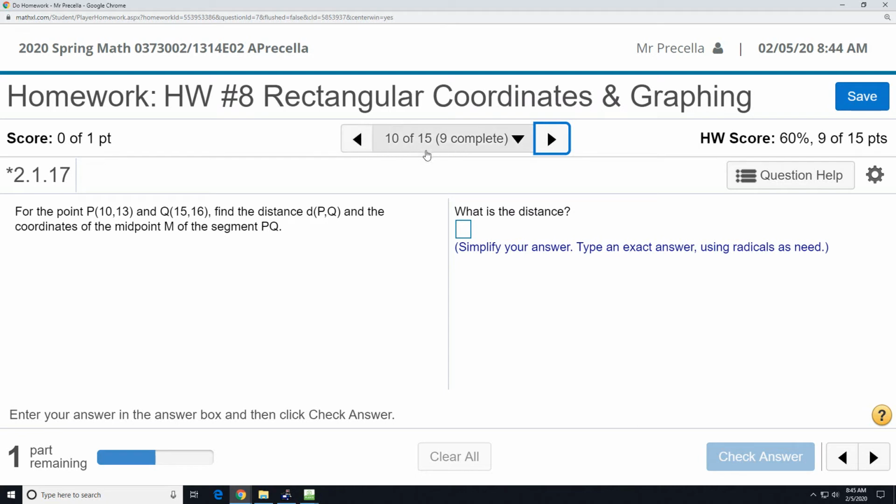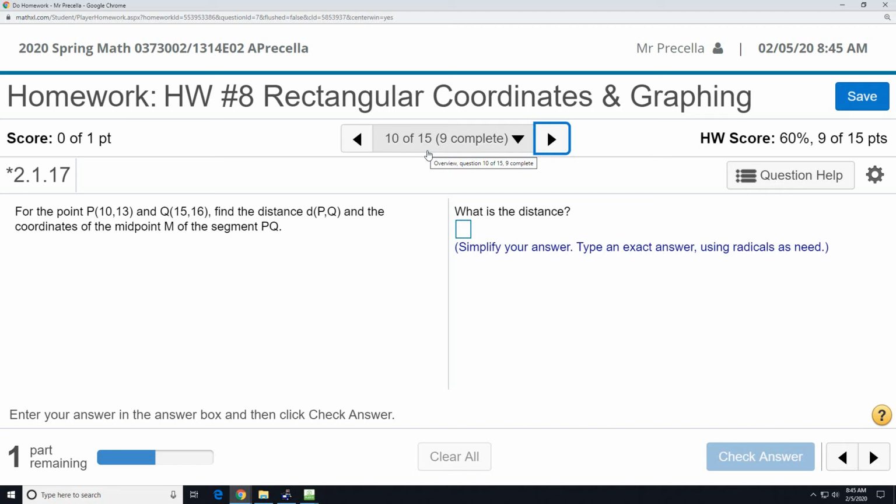Number 10 is a good one to justify why the distance formula works. But before I justify why it works, I'm just going to work out the problem. Then I'll justify why it works. And when I start that, I'll tell y'all I'm justifying. So if you're one of those people that doesn't care why, you can just tune out.